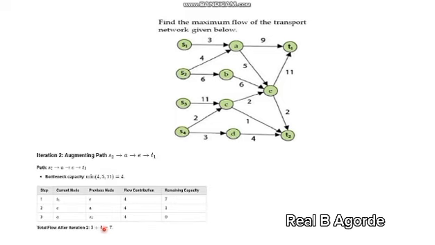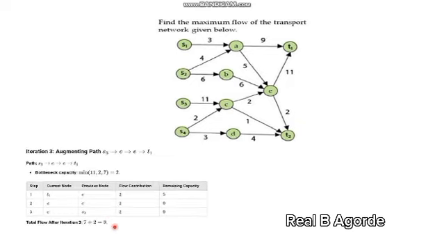Next, we find a new augmenting path: source 2 to node A, to node D, to sink 1. The bottleneck capacity is the minimum of 4, 5, 11, which is equal to 4. So we update the flow. Source 2 to node A, 4 units used, 0 remaining. Node A to node E, 4 units used, so 1 remaining. Node E to sink 1, 4 units used, so 7 remaining. So the total flow is now 7.